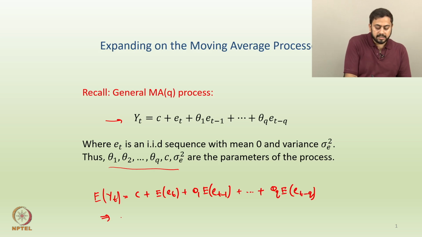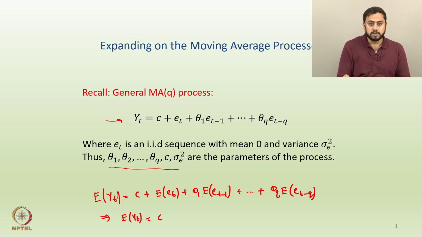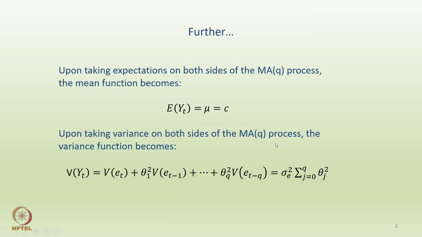So this implies that the expectation of Yt is C, and all these expectations are zero because they are expectations of the error terms. As per the assumption, errors are random errors with mean 0. So essentially, the expectation of Yt is a constant mean, which is the overall intercept in the model, C.